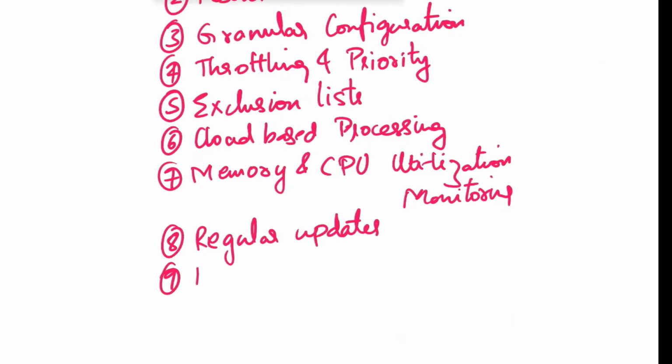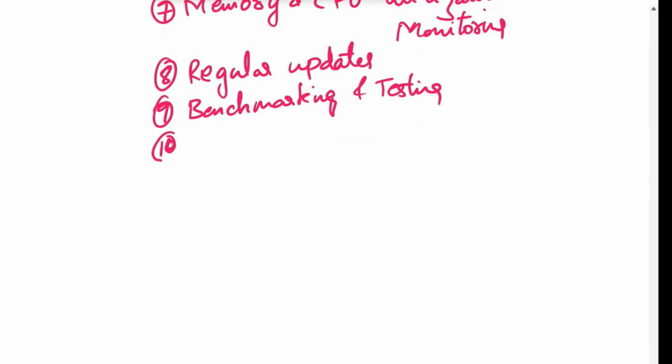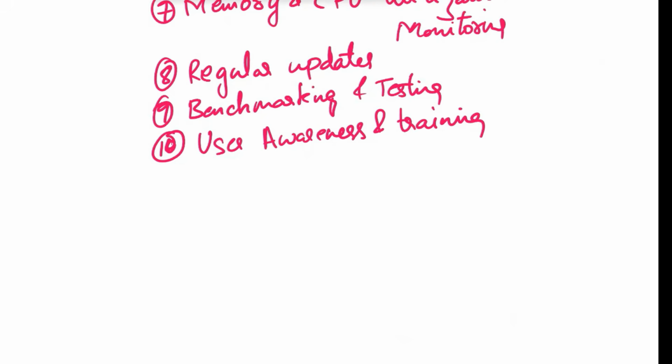Next is benchmarking and testing. Before full deployment, conduct benchmarking and testing to assess the impact of the EDR solution on a variety of endpoints. This helps identify potential performance bottlenecks and allows for adjustments before widespread implementation. Next is user awareness and training. So, educate users about the importance of EDR solution and its impact on systems performance. Encourage them to report any noticeable slowdowns promptly.